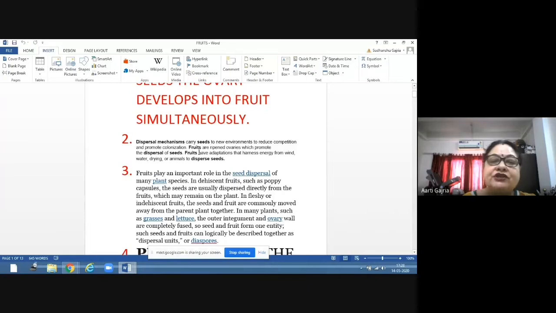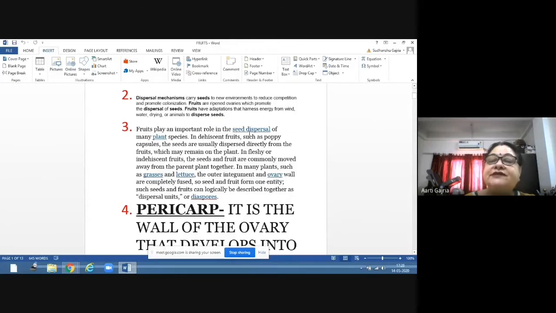Now, fruits are what? Fruits are ripened ovaries. When the ovaries are ripe, they are called fruits. So, fruits are ripened ovaries which promote the dispersal of seeds. Fruits have adaptations that harness energy from wind, water, drying, or animals. So, these are the different agents which help in the dispersal mechanisms to disperse seeds. Fruits play an important role in the seed dispersal of many plant species.